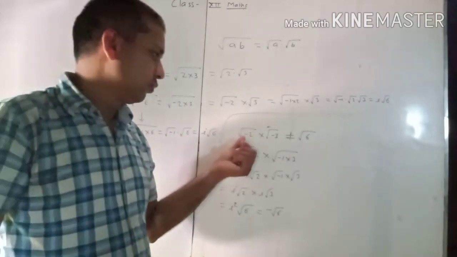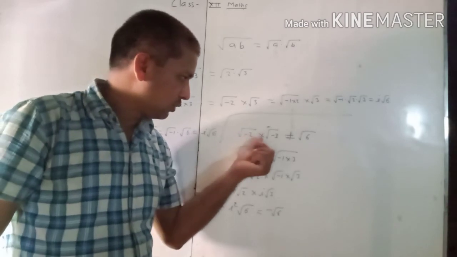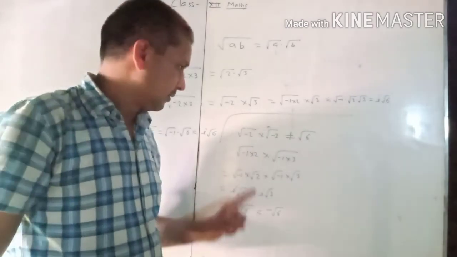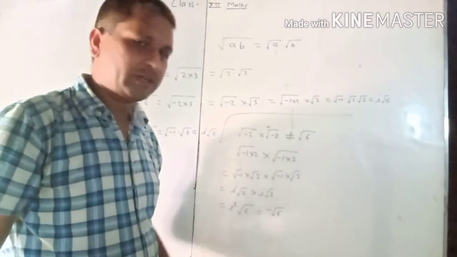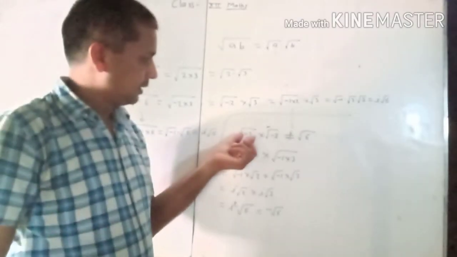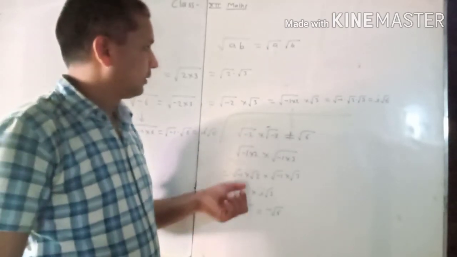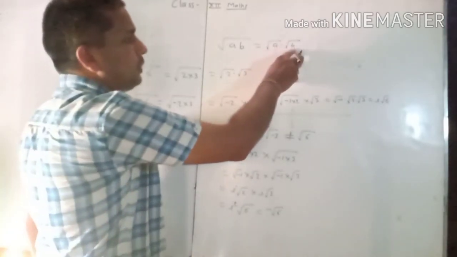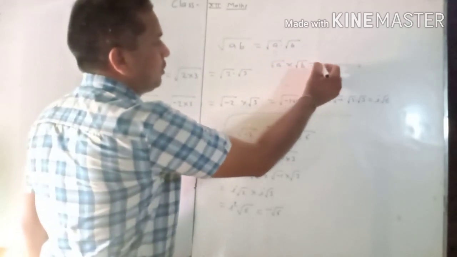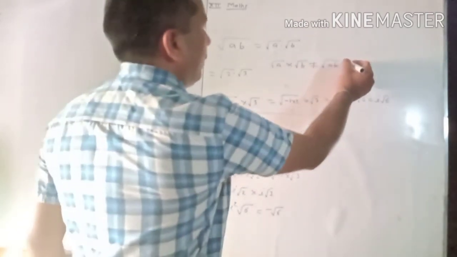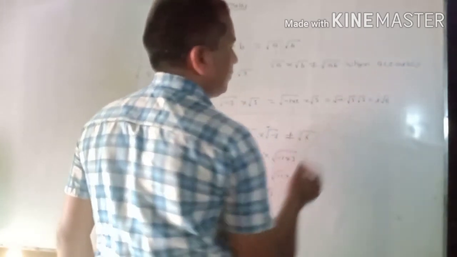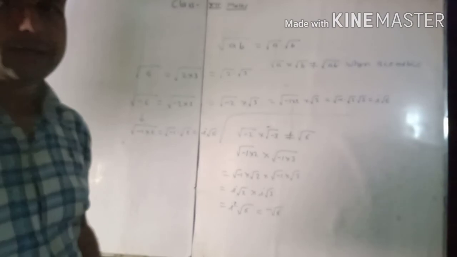So root minus 2 into root minus 3 is not equal to root 6, because here it is minus root 6. So it does not follow. In case A and B both are negative, then we can write root A into root B is not equal to root AB, when A is less than 0 and B is less than 0, means both are negative. Clear? Thank you.